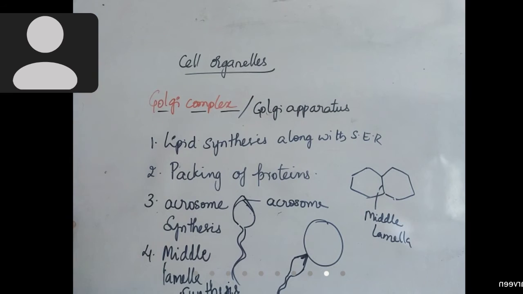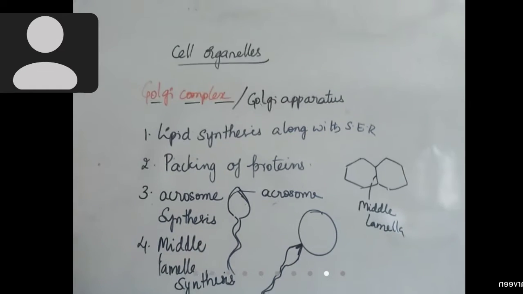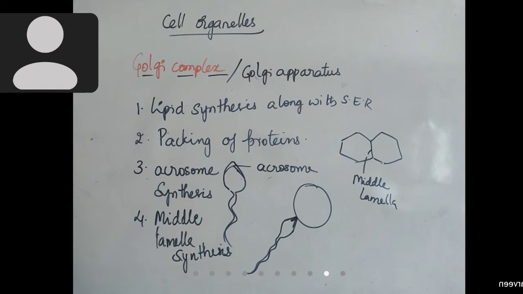So these are the functions of Golgi complex. It helps in lipid synthesis along with smooth endoplasmic reticulum. It helps in packing of protein. Protein should be packed well. If they have to function well, they should be packed well. That function is done by this Golgi complex, and it also helps in acrosome synthesis, middle lamella synthesis. So those are the major functions of Golgi complex.